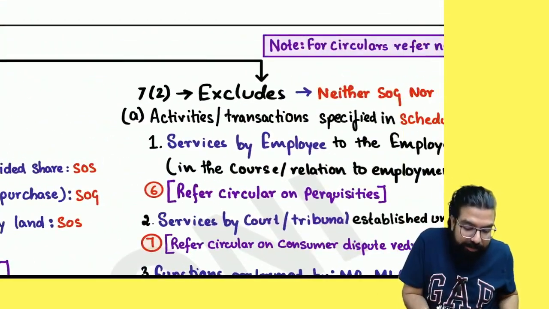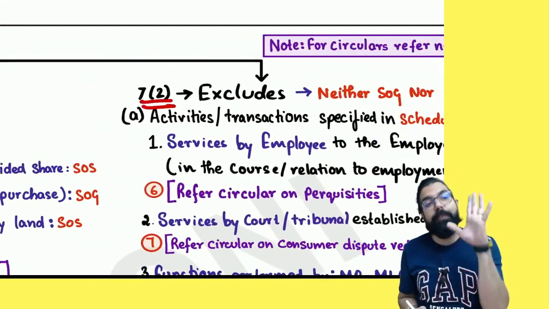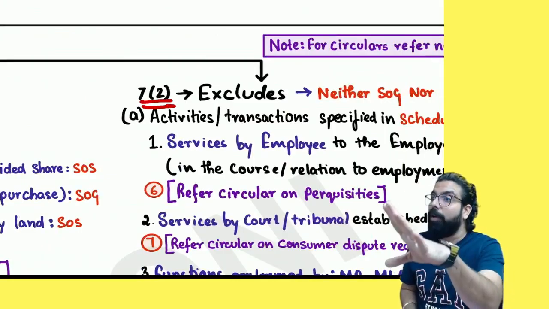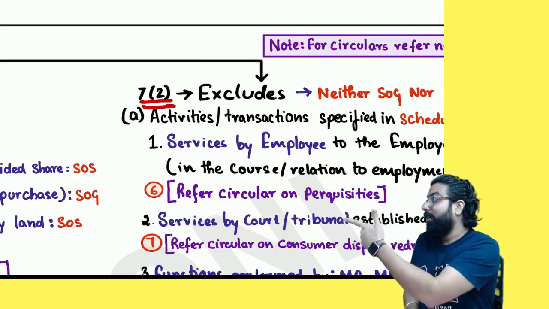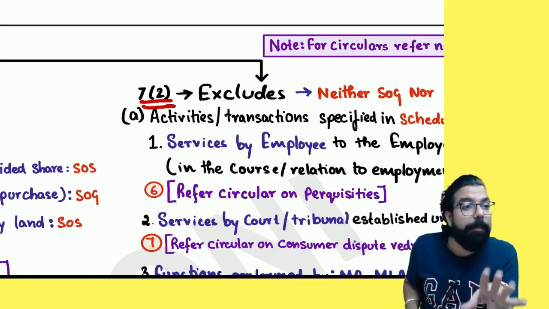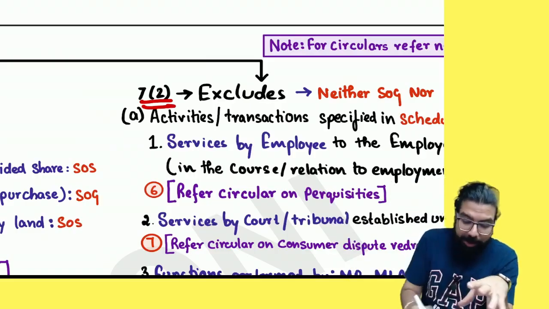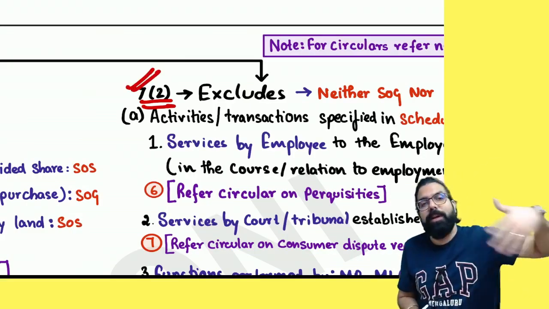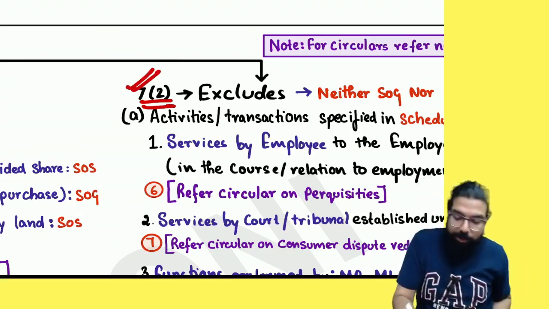Then we have section number 7.2, that even if you are doing an activity, doing an activity is a supply. But the government told, if I don't want GST, I will write it under section 7.2 and it will be out of the definition of supply. My question, everyone, listen.